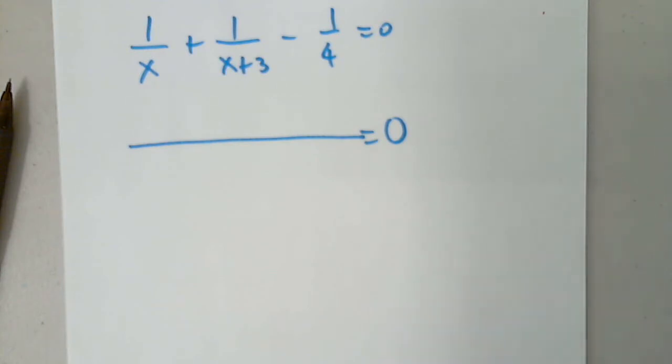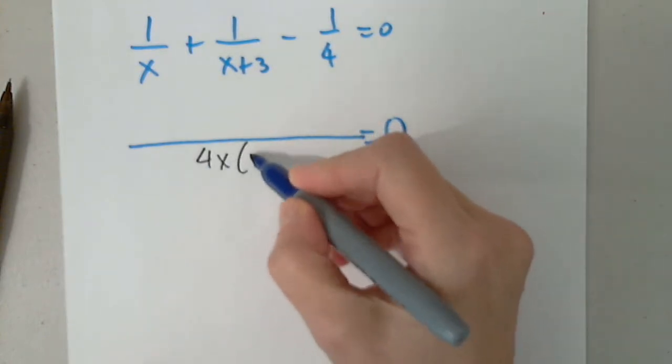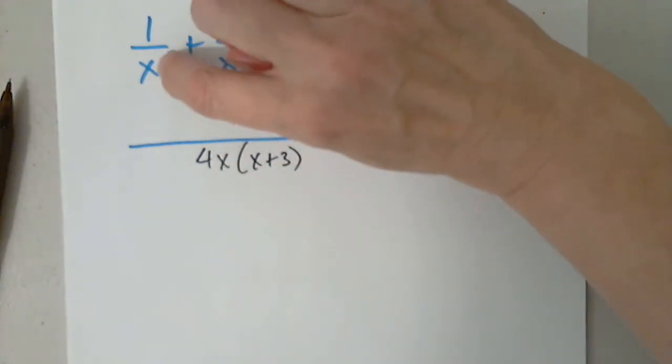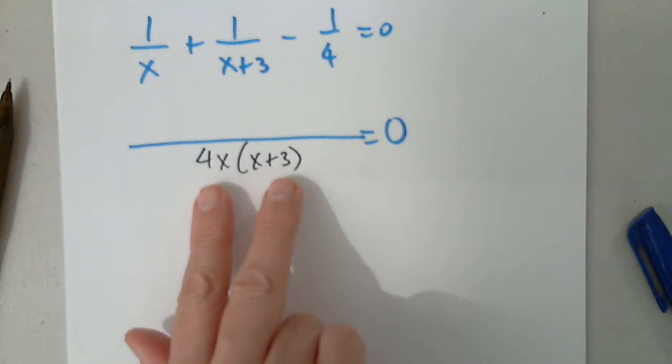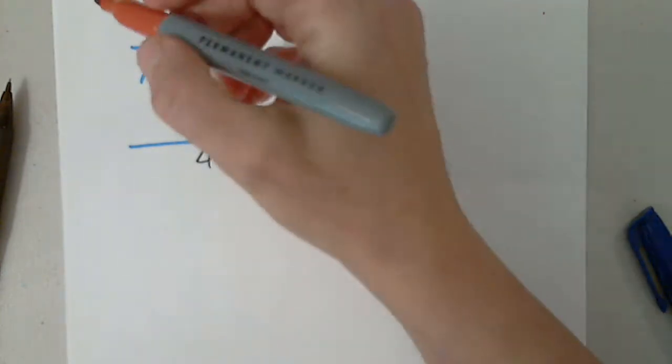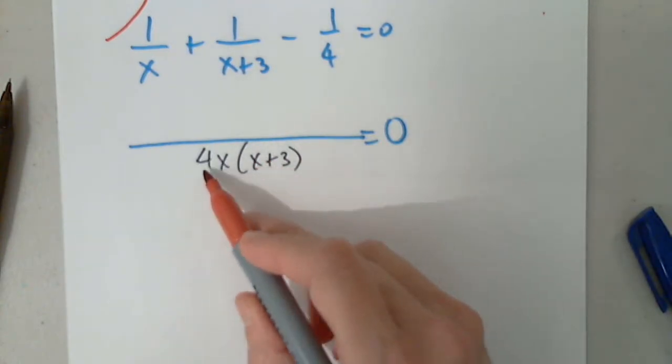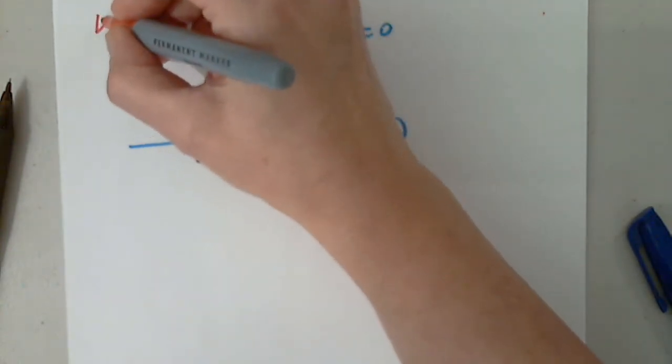x plus 3 times x times 4. Excellent job. Great job. All different factors have to be in the least common denominator. Awesome. This denominator has x, but it doesn't have the other two. So it means that I have to multiply the numerator by the other two. 4x plus 12.